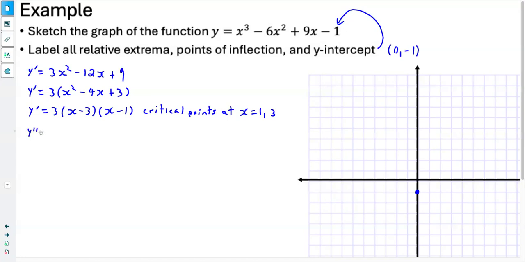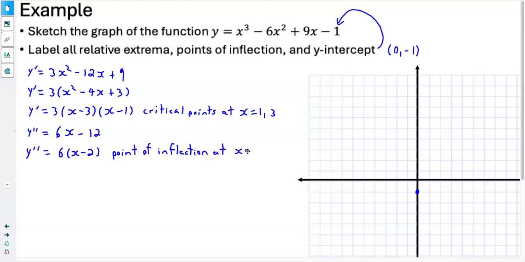Now we'll look at our second derivative. We'll take this equation up here and take the derivative of it, so that gives us 6x minus 12. Now if we factor this, we have 6 times (x minus 2). So that tells me we have a point of inflection at x equals 2.